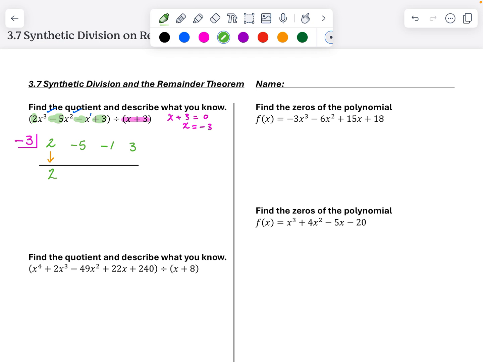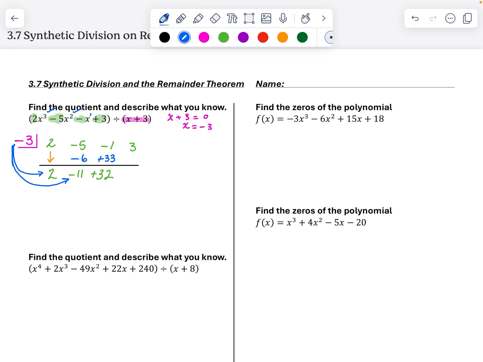And then it is a series of multiplication and addition. So we're going to multiply, add, multiply, add, multiply, add. So we're going to take negative 3 times 2, and negative 3 times 2 is negative 6. And then we're going to add those two numbers together. Negative 5 and negative 6 are negative 11. And then we're going to repeat. So we're going to take negative 3, and this time multiply it by negative 11, and we're going to get positive 33. And then we're going to add negative 1 plus 33, which is 32. And then we're going to repeat.